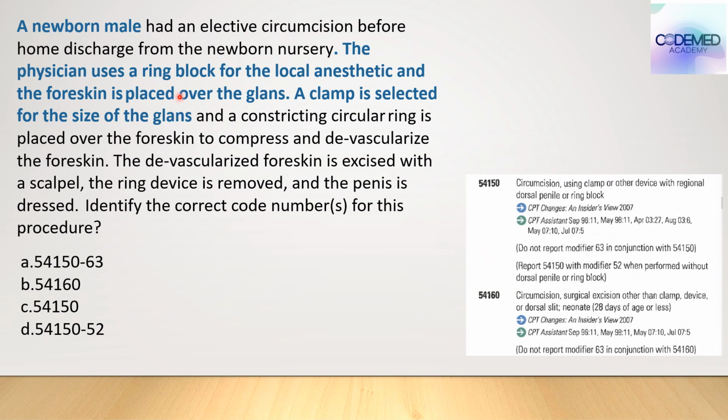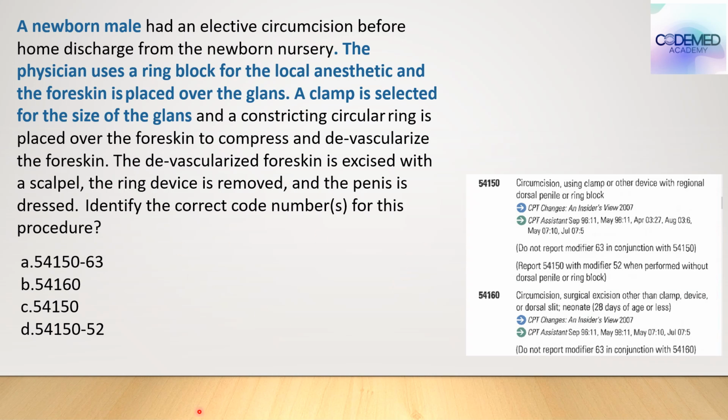A newborn male had an elective circumcision before home discharge from the newborn nursery. The physician uses the ring block for the local anesthetic and foreskin is placed over the glans. A clamp is selected for the size of the glans and a constricting circular ring is placed over the foreskin to compress and devascularize the foreskin. The devascularized foreskin is excised with the scalpel. The ring device is removed and the penis is dressed. Identify the correct code for this procedure.